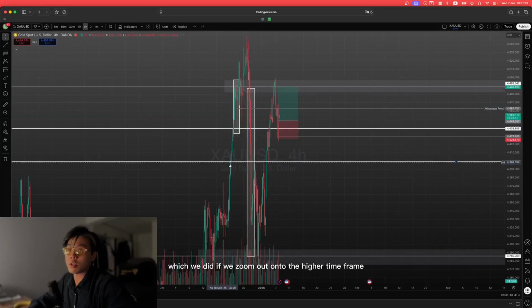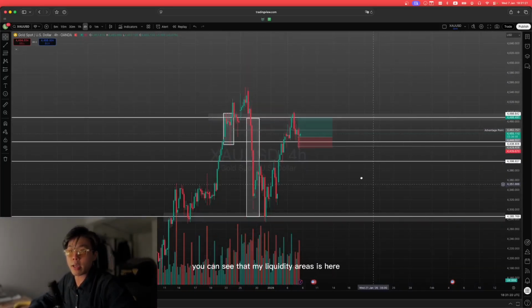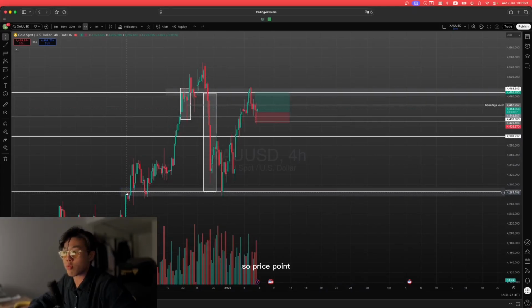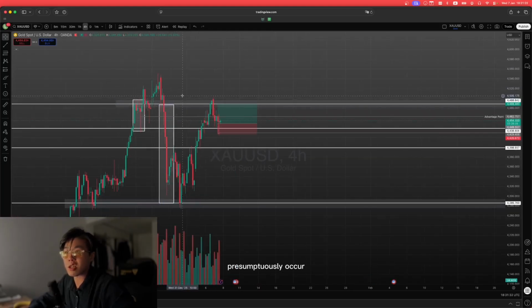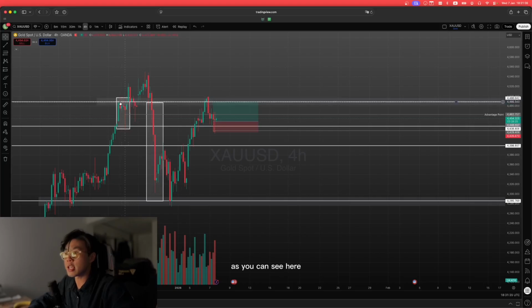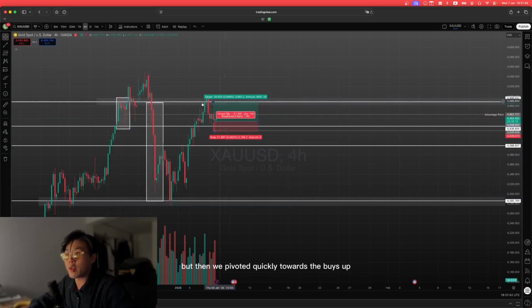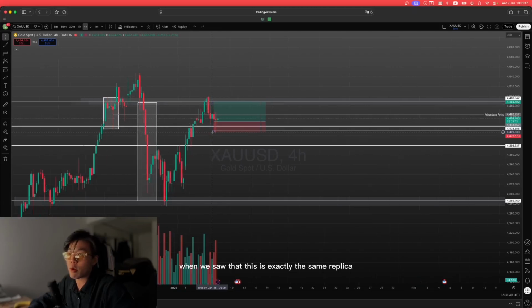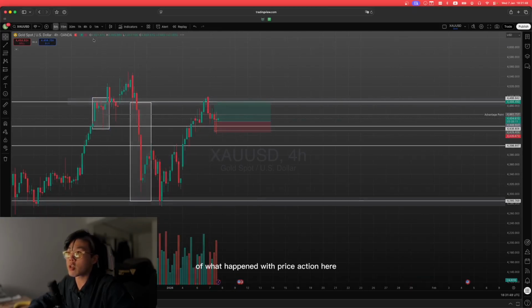If we zoom out onto the higher time frame, you can see that my liquidity areas is here. So price in this area has order magnets for price action to start pushing up. And this point here is where a strong rejection can presumably occur on price. As you can see here, this is what we were looking to mirror, or even this candle structure we were looking to mirror for sells, but then we pivoted quickly towards the buys when we saw that this is exactly the same replica of what happened with price action here on the lower time frames.